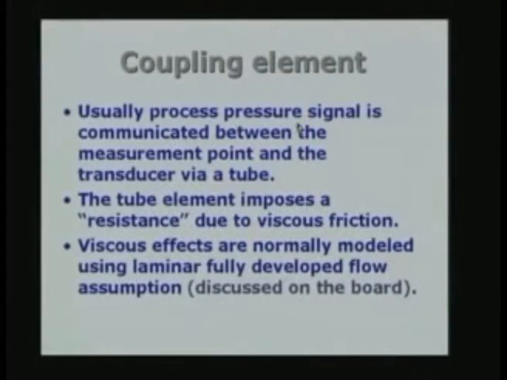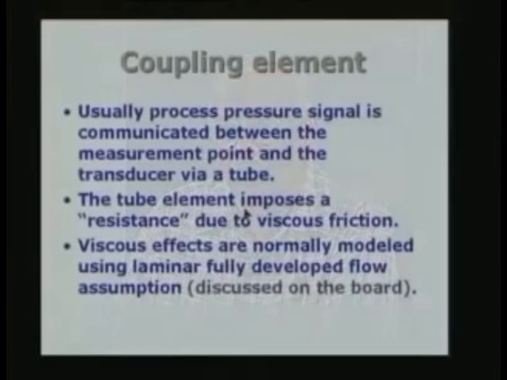As I have indicated here, usually the process pressure signal is communicated between the measurement point and the transducer via a tube. It may be a metallic tube, or it could be a tube made of some plastic material like Tygon. The tube may be very small, very short, very large. It can have different diameters and so on and so forth. So, how are we going to model the flow within the tube? That is the question we are going to ask.